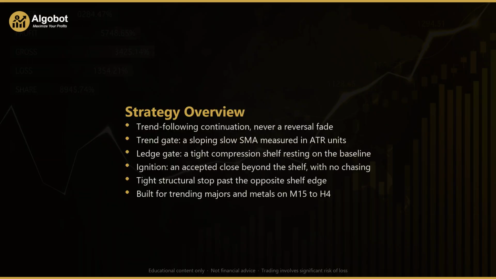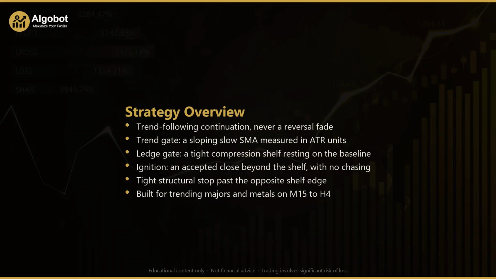The core idea behind compression ledge continuation is that trends rarely travel in a straight line. Instead, they tend to climb something like a staircase. Price drives in one direction, then pauses on a short shelf where it coils and settles, and then it drives again to the next step. This strategy is designed to study those steps and to participate only in the direction the market is already moving. It is not a range breakout system, and it is not a mean reversion fade. It always aligns with the prevailing drift.